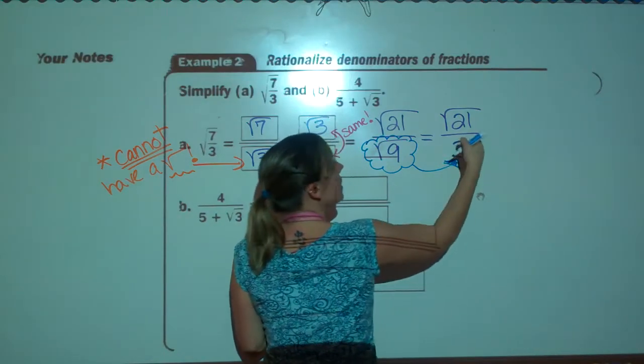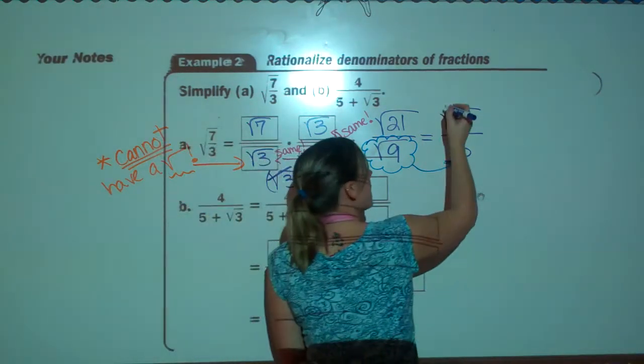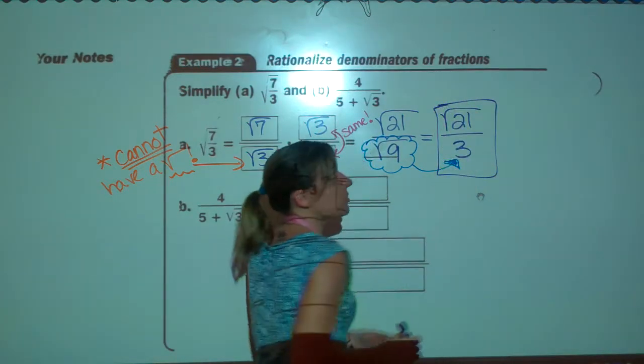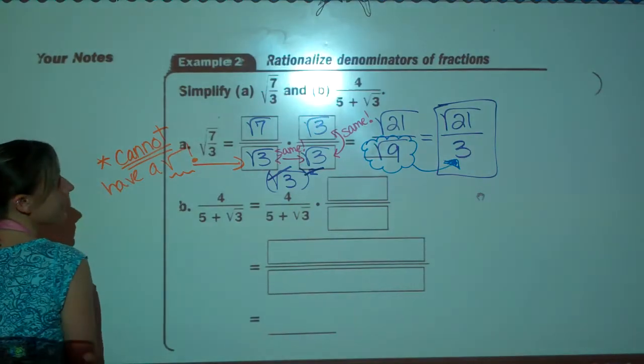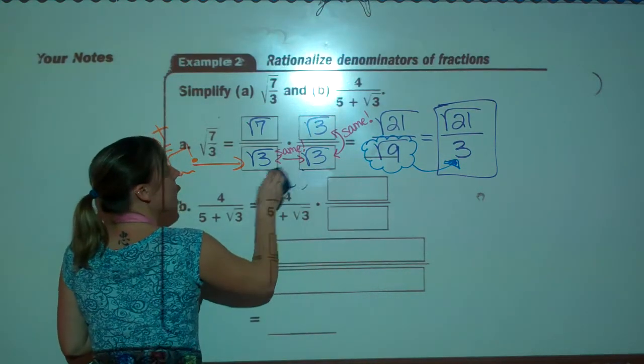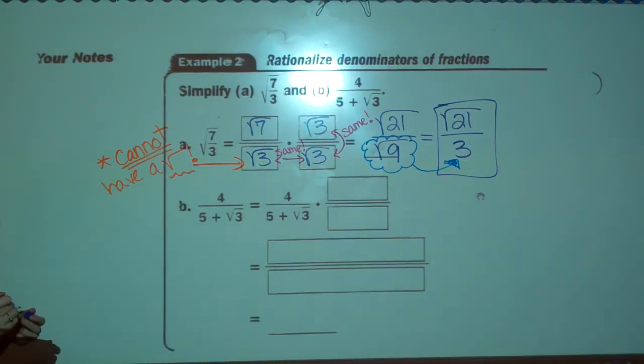And if you notice, the radical is gone. There's no radical down there. And that's what we're trying to do. We're trying to get it so that there's no radical. Okay? All right, this other problem is where that word conjugate comes into play.